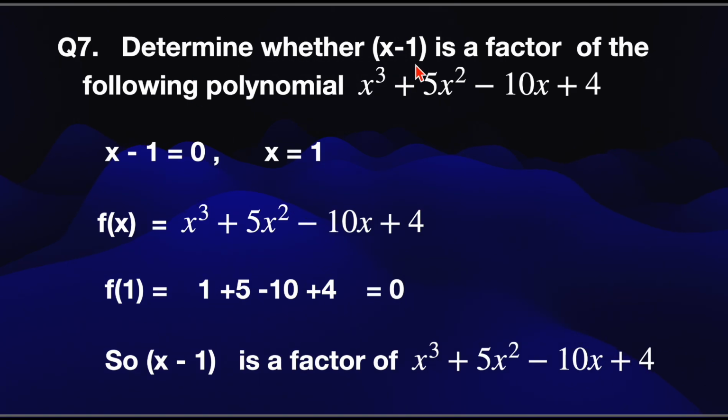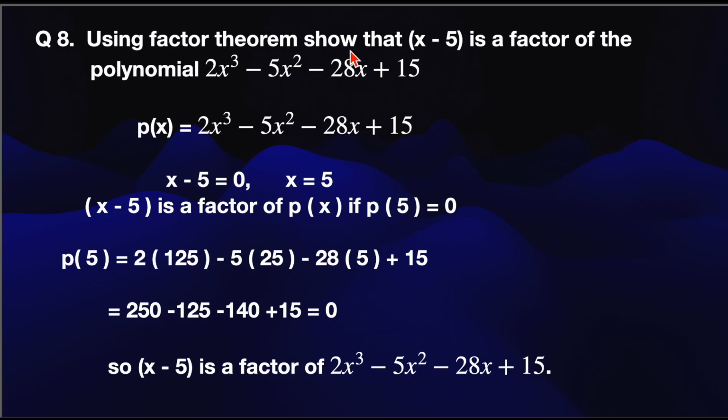Determine whether x minus 1 is a factor of the following polynomial. Again, do the same method. X minus 1 is equal to 0, x is equal to 1, and substitute in the polynomial. Simplify it. The value is equal to 0. Therefore, x minus 1 is a factor of the above polynomial.